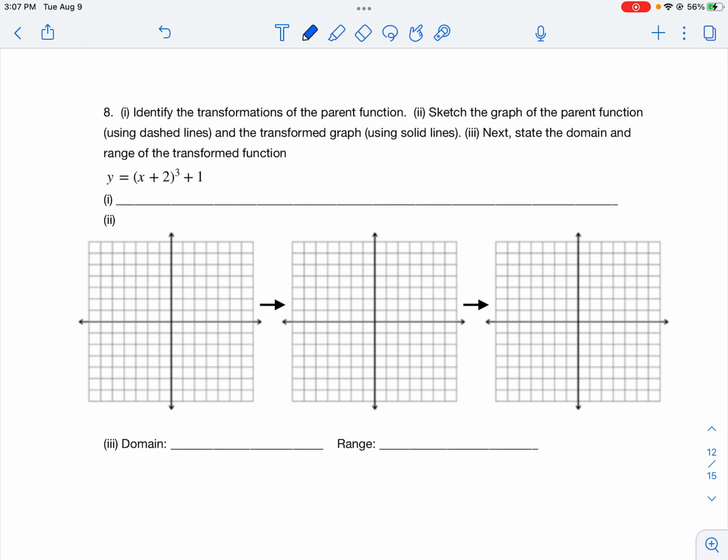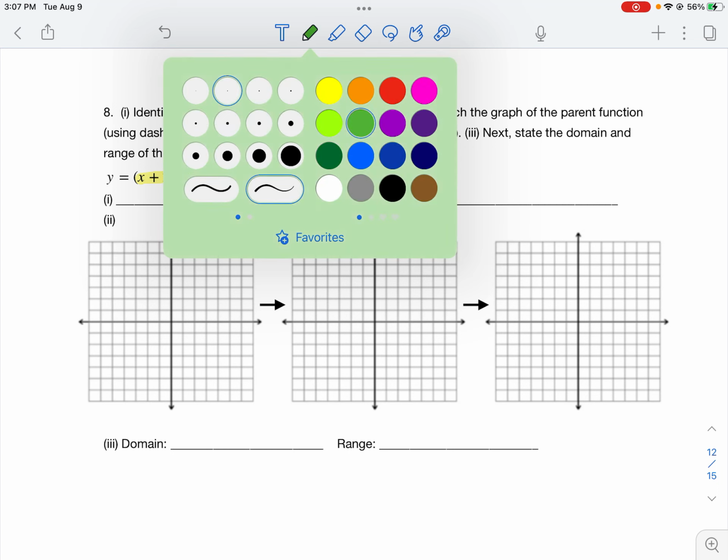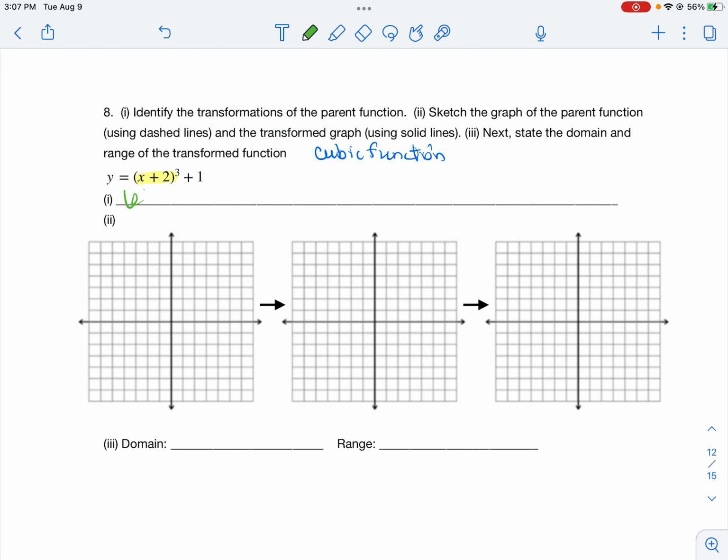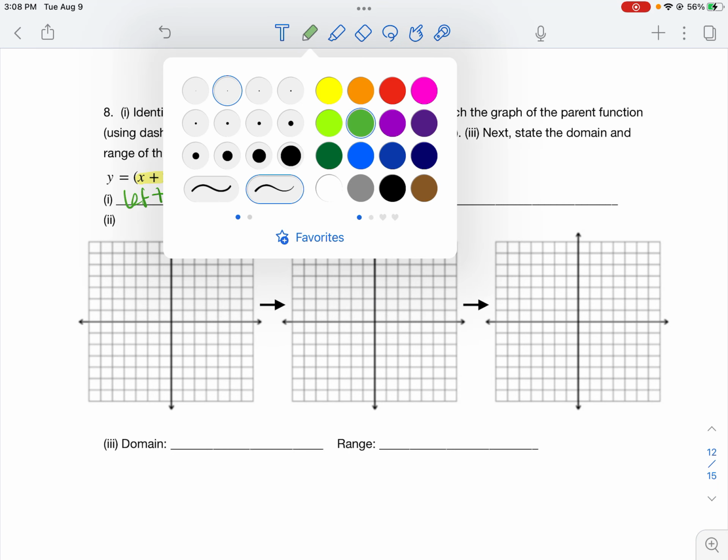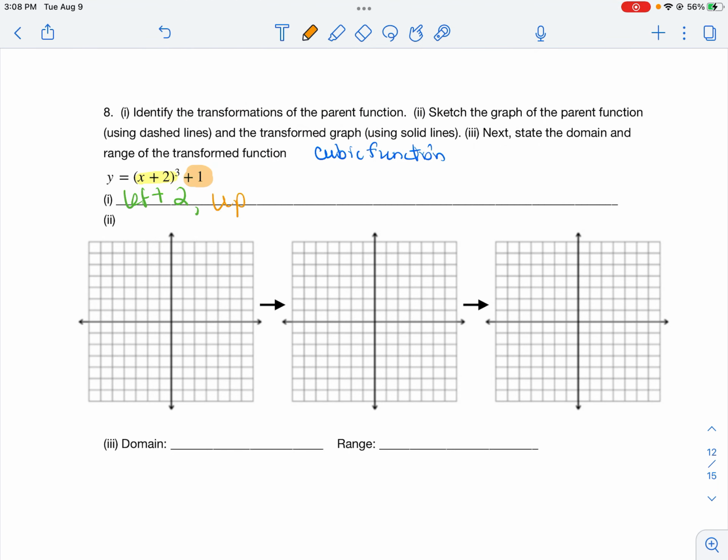All right, so we're going to do vertical translations of this. So we're going to do our cubic function as our parent function here. It's already in transformation form. The x plus 2, I'll do this in green, tells us that we go to the left 2. And then the plus 1 tells us that we go up 1. That's our only transformation for this problem.